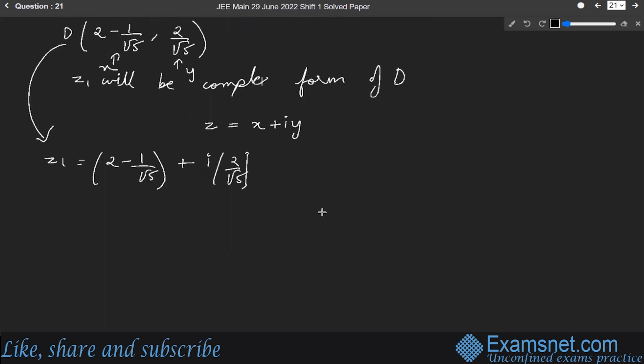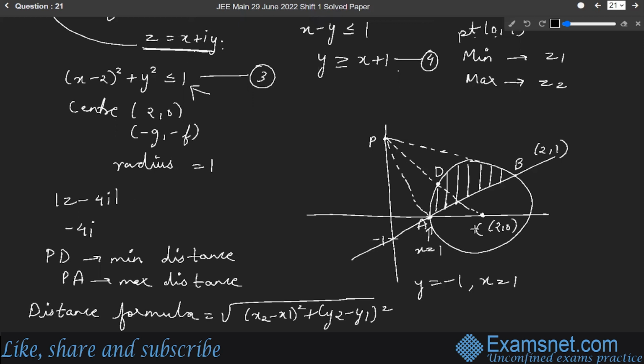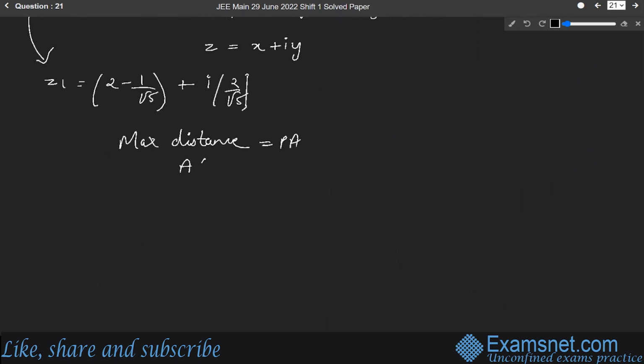Okay. Now we know that maximum distance was at PA. Okay. The maximum distance is at PA. It is very clear from the diagram also. You can see that PA is the maximum distance. Okay. So how we can represent the coordinate of A in complex form? We know that the coordinates of A here are 1, 0. Okay. So how can we represent this coordinates in the complex form? It will be 1 plus 0i because 1 is X and 0 is Y. And we know that complex form is X plus IY. So it will be 1 plus 0i.